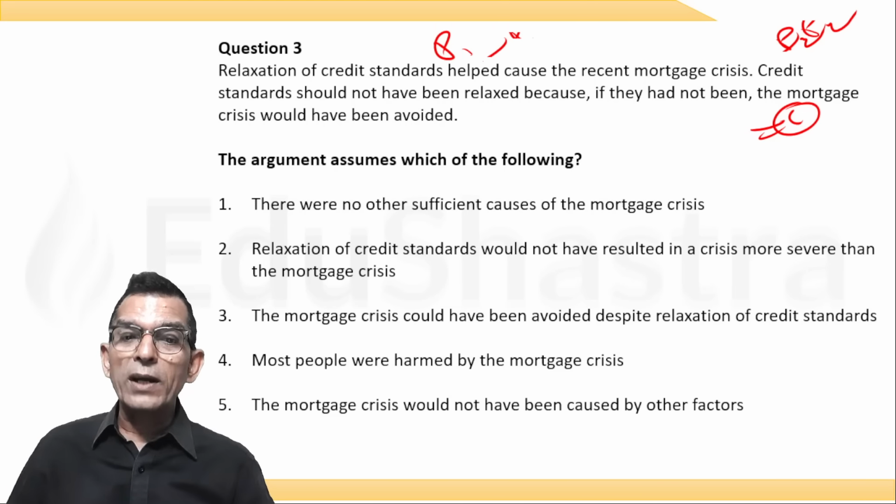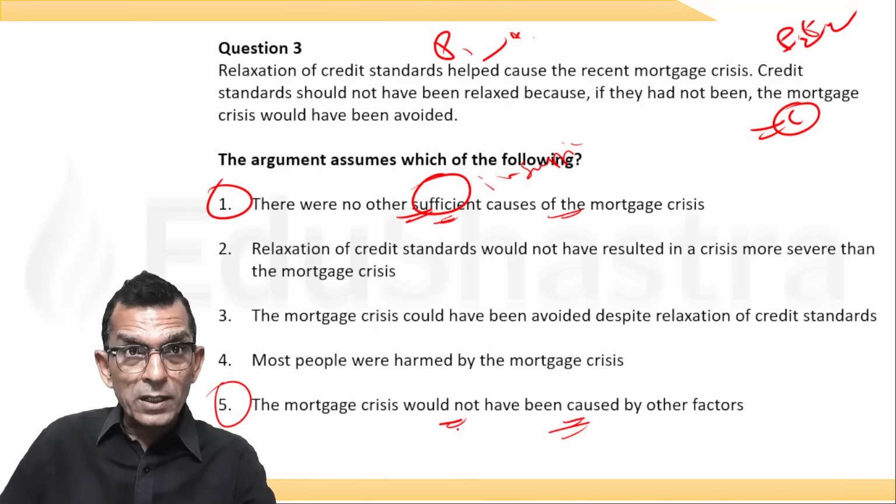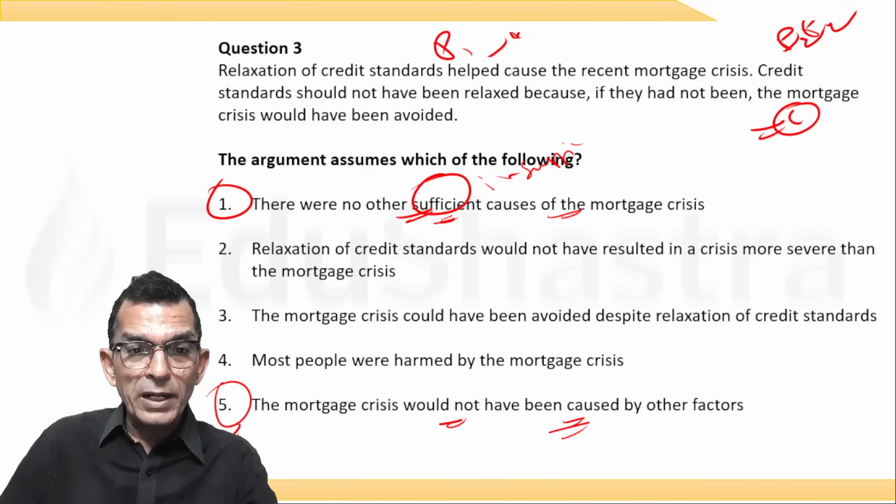They are not the same. There were no other sufficient causes for the mortgage crisis. And there could not have been any other cause. There could have been insufficient causes, partially true causes. That's what the first one means. But here you are saying no other cause at all. So this is a better answer.